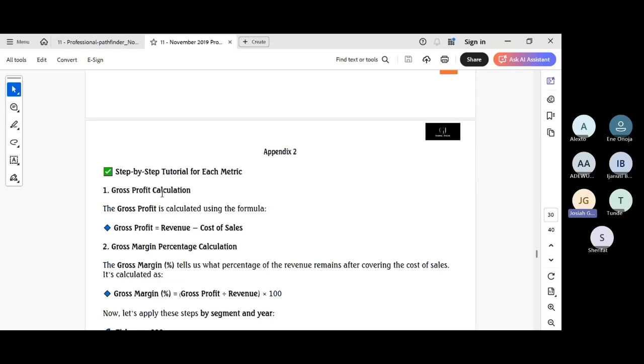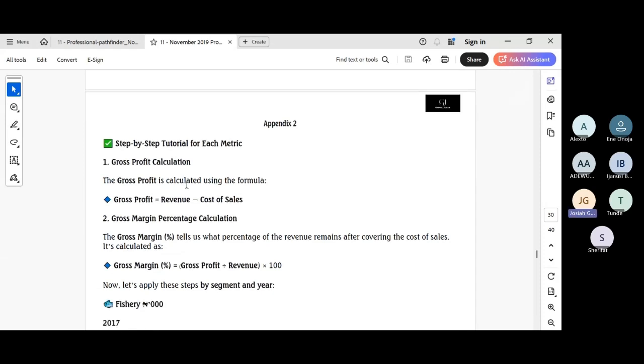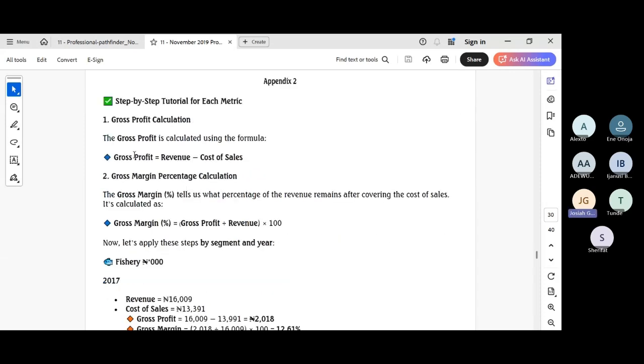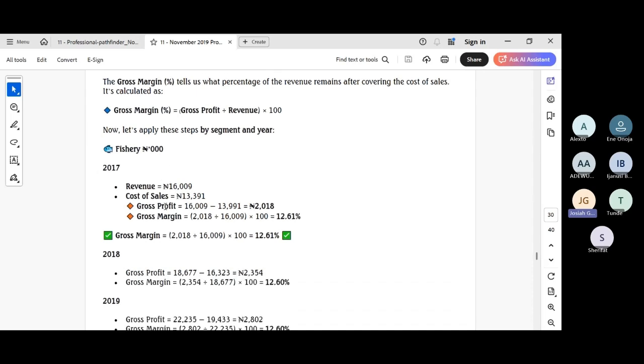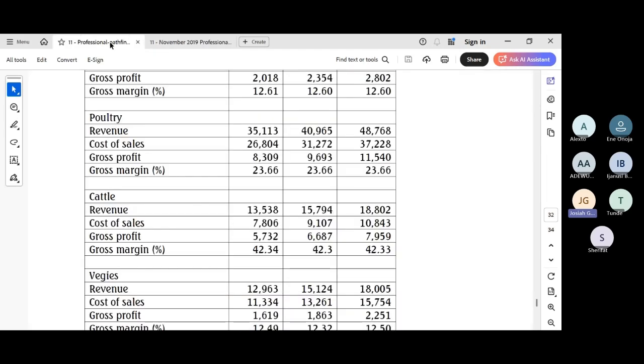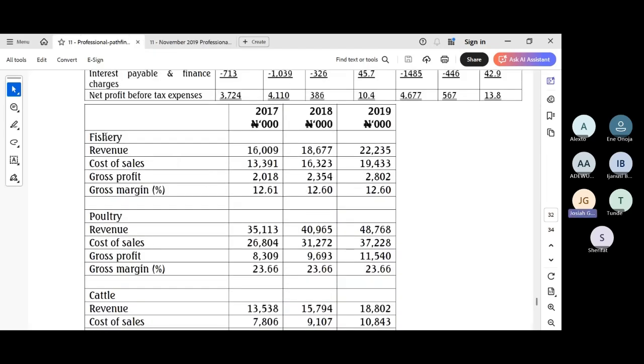Appendix 2 has the gross profit calculations, and this is the step-by-step approach. The gross profit formula, of course, is revenue minus cost of sales. Then you have fishery. So for each revenue stream, you have to compute its gross profit. Of course, it's time consuming, but you can see the results here. For fishery, revenue has been given to us in the exhibits. It is just to get the cost of sales and have our gross profit. Then we have the gross margin. We want to see the contribution or performance of each revenue stream to the entire Detoy Farms revenue section.